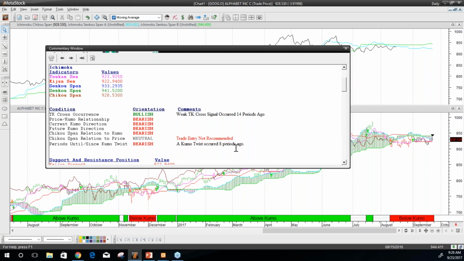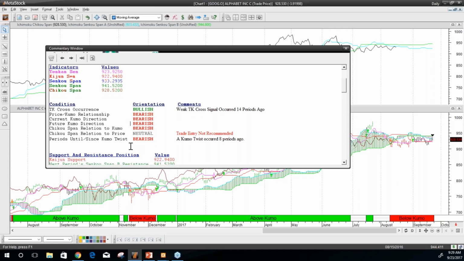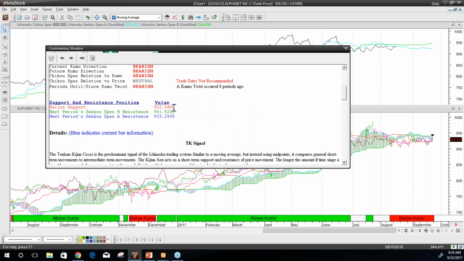It's also letting you know when things like a Kumo twist occurred, which is when the cloud changes direction. And it lets you know, like I said, what direction everything's pointing to. It gives you a really quick way of seeing which signal is going which direction. Is it bullish or bearish? Which one do I want to be looking at? It's also letting you know what those support and resistance values are for each of the positions.